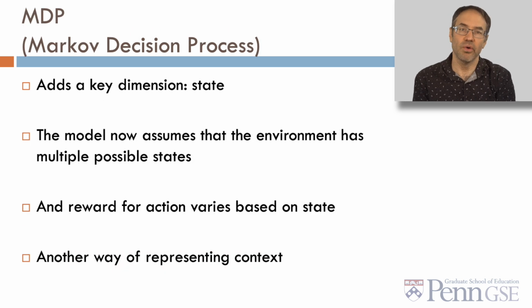The second big category of reinforcement learning is MDP, Markov decision processes. MDPs add a key dimension, state.